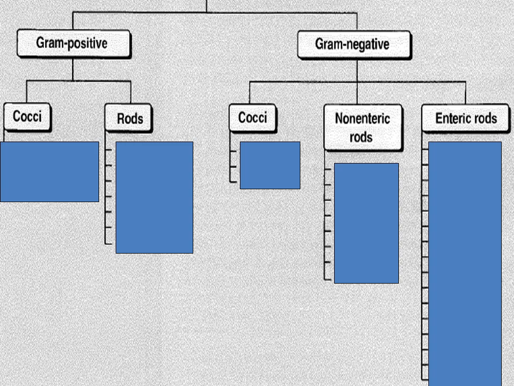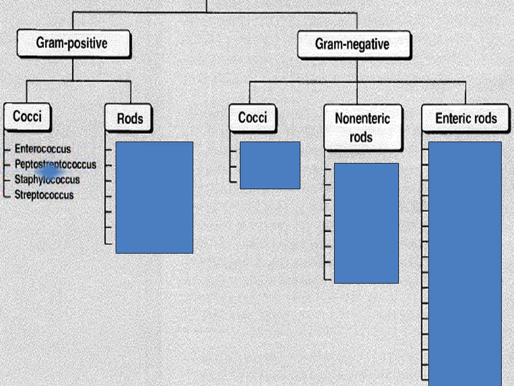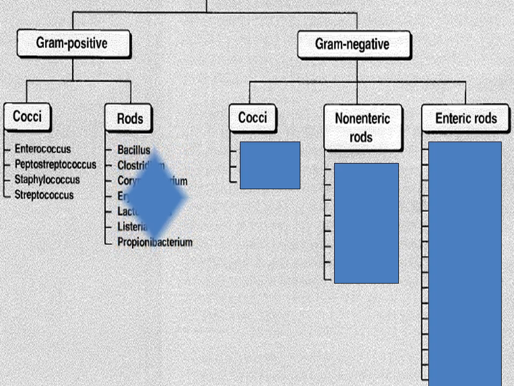So these were the categories. To summarize, we have Enterococci, Staphylococcus, Streptococcus. All these are the gram-positive cocci. Then we have rods, as we have discussed: Bacillus, Clostridium, Corynebacterium, Lactobacillus, Listeria. All these are gram-positive rods.